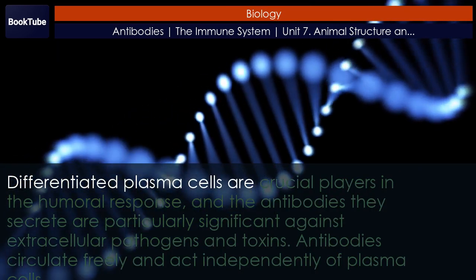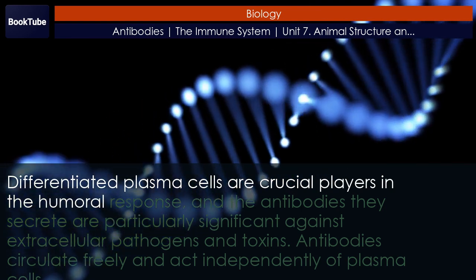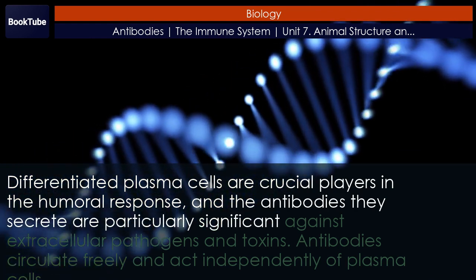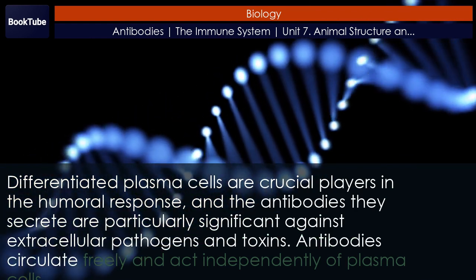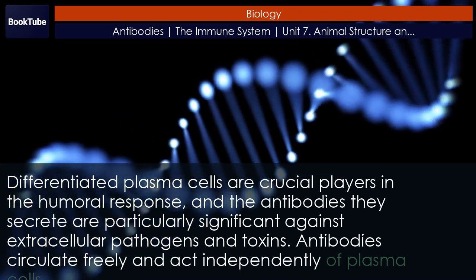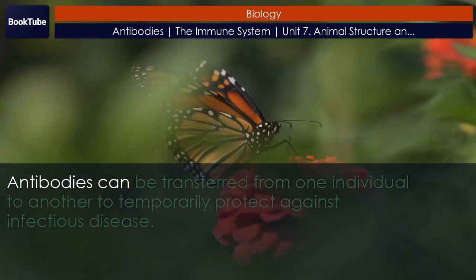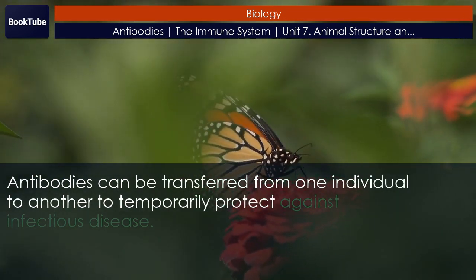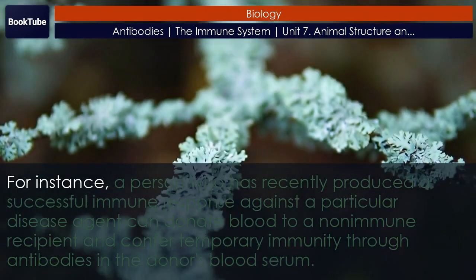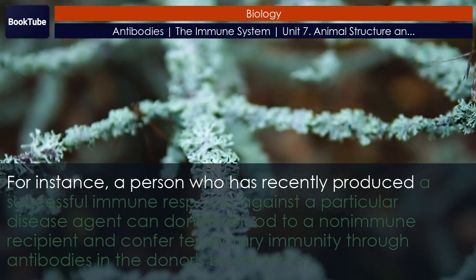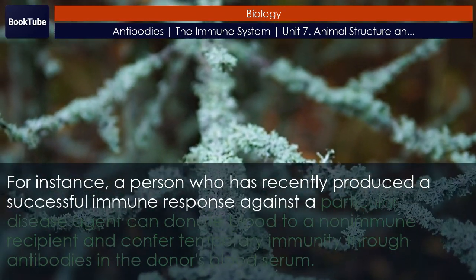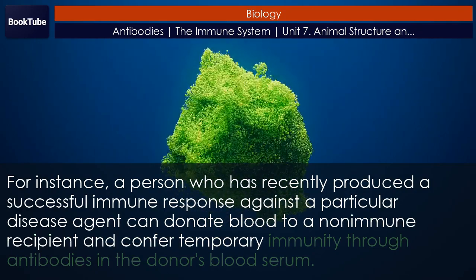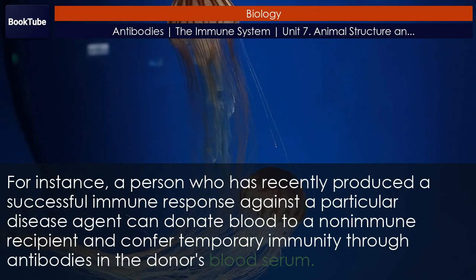Differentiated plasma cells are crucial players in the humoral response, and the antibodies they secrete are particularly significant against extracellular pathogens and toxins. Antibodies circulate freely and act independently of plasma cells. Antibodies can be transferred from one individual to another to temporarily protect against infectious disease. For instance, a person who has recently produced a successful immune response against a particular disease agent can donate blood to a non-immune recipient and confer temporary immunity through antibodies in the donor's blood serum.